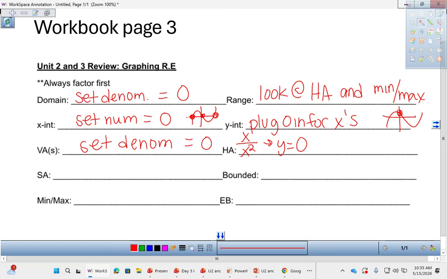Or if there's a squared on the top and a squared on the bottom, I don't care what's after them. This one is y equals a over b, whatever the numbers in front are.